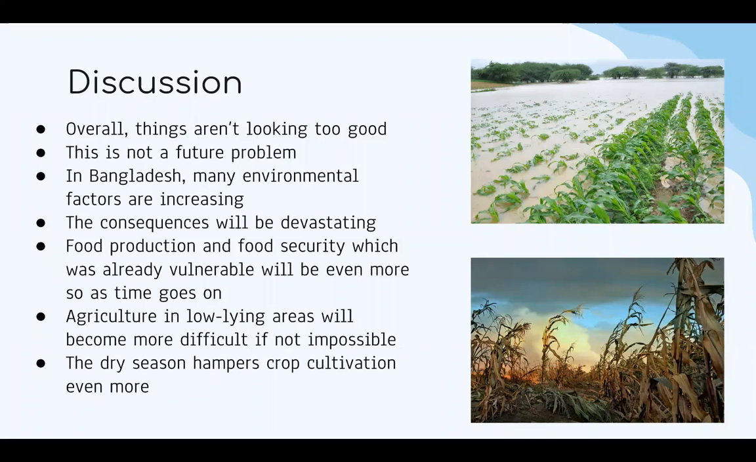Agriculture in low-lying areas will become more difficult, if not impossible. These areas that are behind the coastline and are below sea level collect a lot of water from things such as storm surges, and the salinity from that water leaches into the soil. So agriculture around those areas is very difficult. And the dry season will hamper crop cultivation even more. During these dry seasons, we sometimes see very harsh droughts, and with the increase in the salinity of the soil, along with less available water, it'll be even more tough to grow any types of crops.